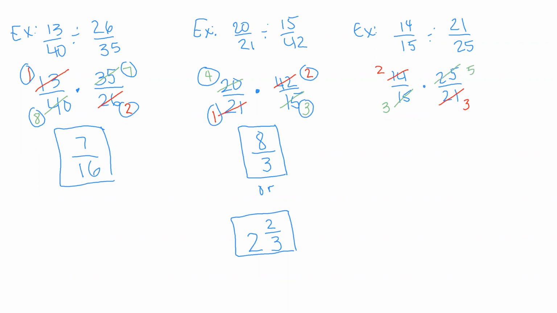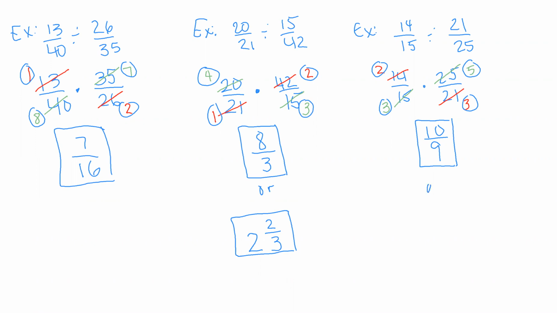Nothing else will cancel top to bottom, so I multiply across. 2 times 5 is 10. 3 times 3 is 9. And again, you're in that same situation that we were in the previous example. 10/9 is a perfect answer here. There's nothing wrong with leaving it 10/9. Remember, rule of thumb, word problems and measurement conversions, you would generally write your answer as a mixed number. Or if you started with mixed numbers, it would be very appropriate to write your final answer as a mixed number. But really, the improper fraction is always okay.